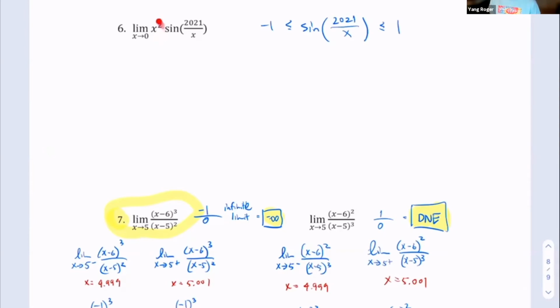I want to multiply through by x squared now. And because x squared is a positive number, I don't have to worry about the inequalities flipping. So this is going to become -x squared. This is going to become x squared sine of 21 over x. And this is going to become x squared. Are there any questions about what I just did here?